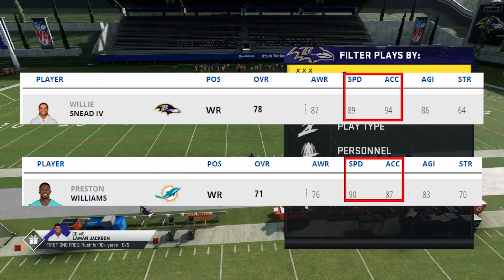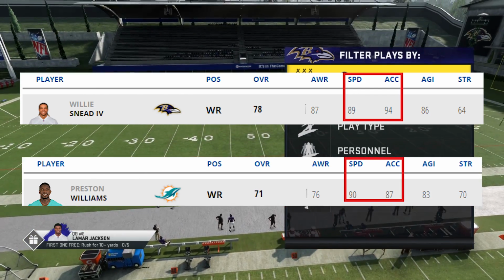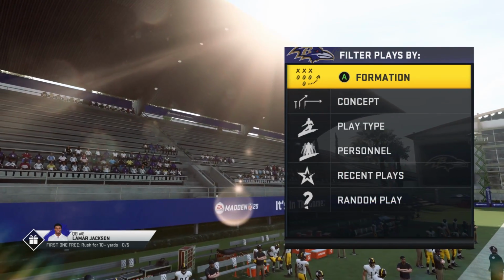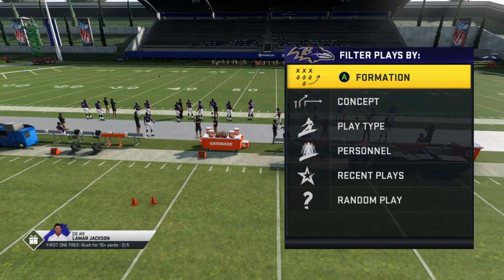How much do these differences in speed and acceleration really matter when it comes to gaining separation from a defender? Does a player's acceleration rating even matter at all? That's what we're going to take a closer look at in this video.